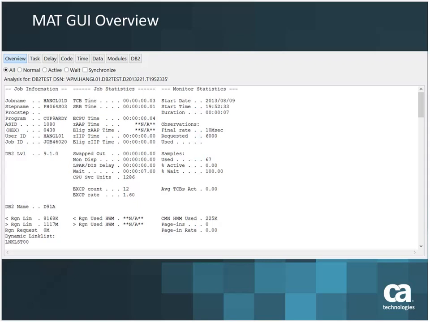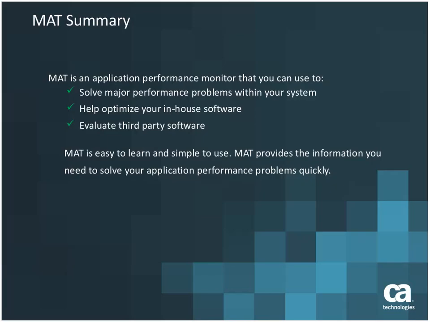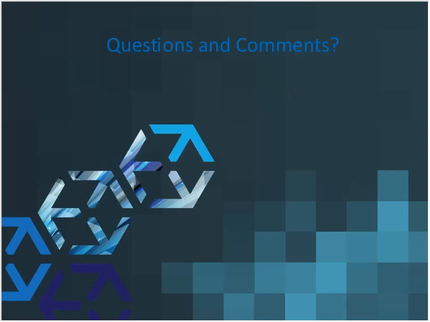So that's a super fast run through the MAT product. Just to summarize, it can solve major performance problems, help you optimize and evaluate. Well, I didn't even mention that. Evaluate third-party software as well. If you're looking at something, well, how much impact is it going to have on your system? MAT's a great tool to turn on and let you know. So I hope that gives you at least a taste of what MAT is and does.